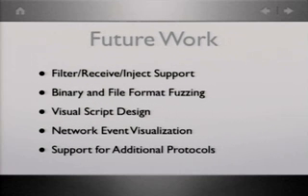So where do we go from here? In the short term, we're already working on the ability to read, parse, and respond to incoming packets. We're also looking at file format and binary fuzzing sooner rather than later. And further out, I'd like to see Func extended with a visual script designer so that packets can be generated without touching a Scheme. I'd also like to use this to drive visualizations of network events.